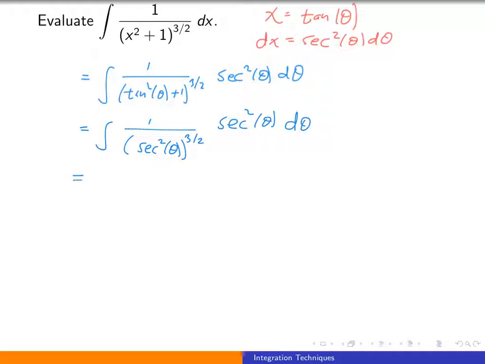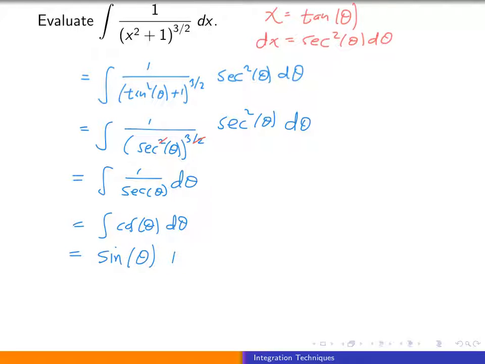And when we take that secant squared in the bottom and raise it to the 3/2 power, what happens is the square with the secant and the 1/2 associated with the 3/2 power cancel each other off. So we end up with the antiderivative of secant squared over secant cubed. So that would be the integral of 1 over secant, or more simply, just the antiderivative of cosine. The antiderivative of cosine is sine, so we end up with sine theta plus c.